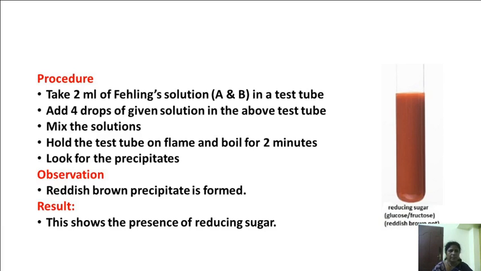The procedure is we have to take 2 ml of Fehling's solution, A and B, each 1 ml, in a test tube. Add 4 drops of the given solution to the above test tube. Mix the solution well. Hold the test tube on flame and boil for 2 minutes and look for the precipitates. And we observe reddish brown precipitate. If reddish brown precipitate is formed, this shows the presence of reducing sugar, and this is the Fehling's test.